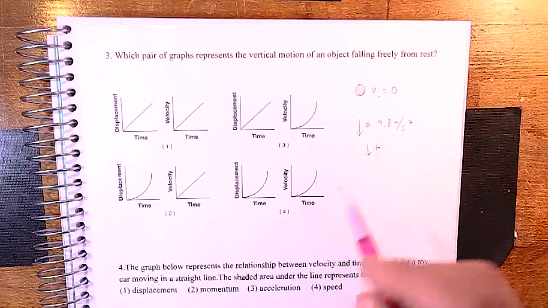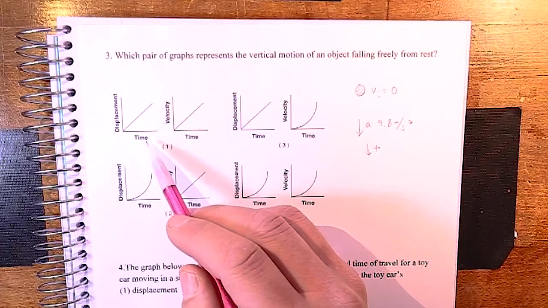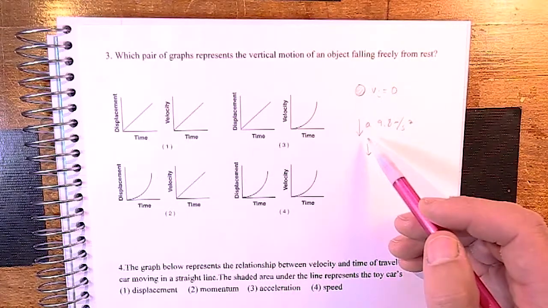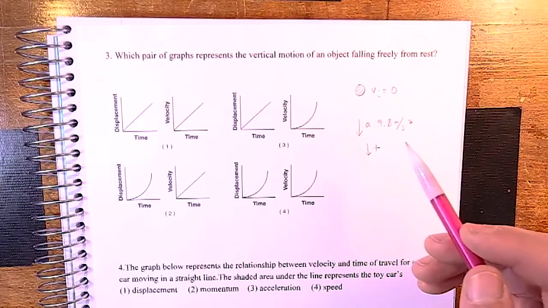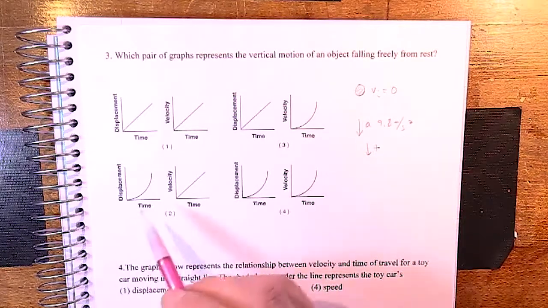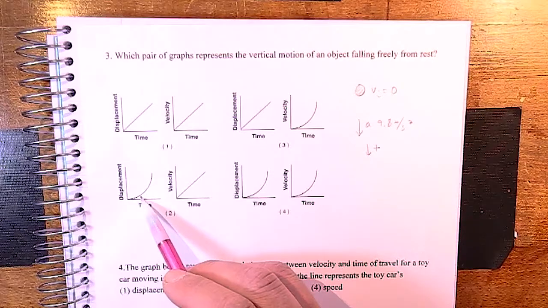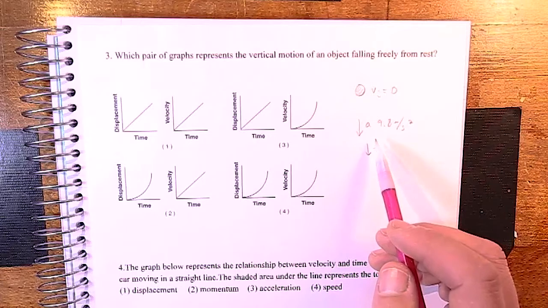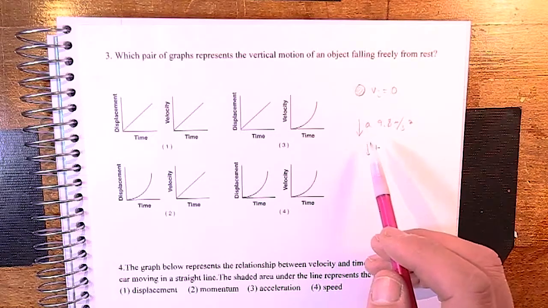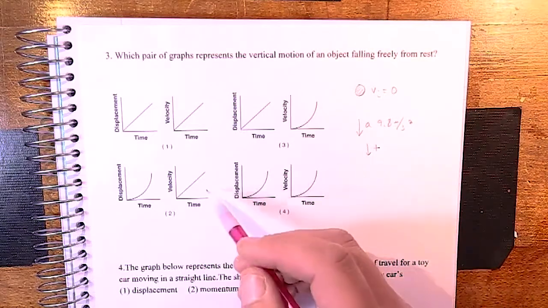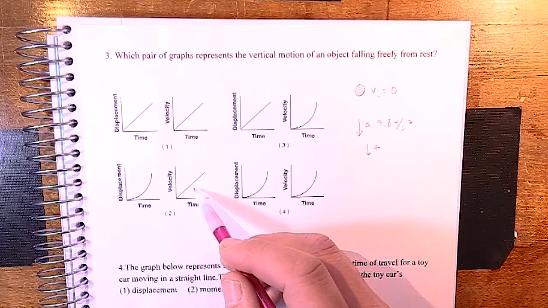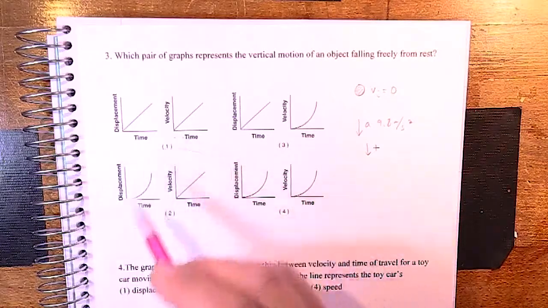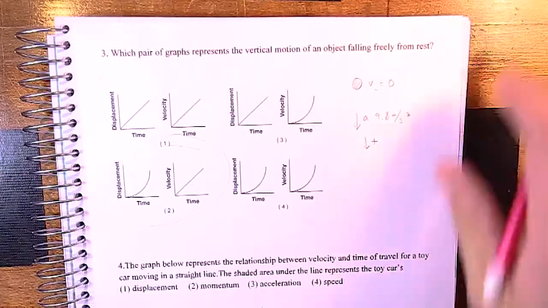So what would the displacement do? Well, the slope of a distance or displacement time graph tells us the velocity, and we know the velocity of a falling object is increasing, so the slope has to be increasing. So the only two choices that have an increasing slope would be these two. But it's a constant acceleration, which means the velocity has to be constantly changing. So this right here would be a constant acceleration. So the answer is choice 2.